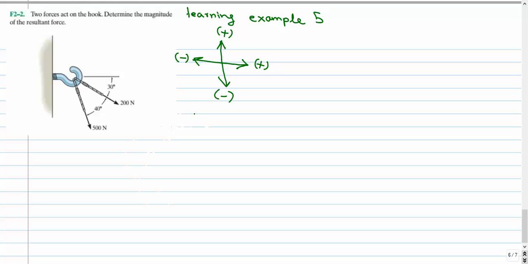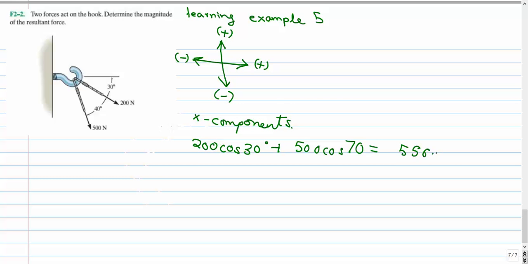So the first thing to do is write down the x components. So the x components are going to be 200 cos 30 degrees added to 500 cos of 70 degrees. This is going to give us 556.23 newtons.